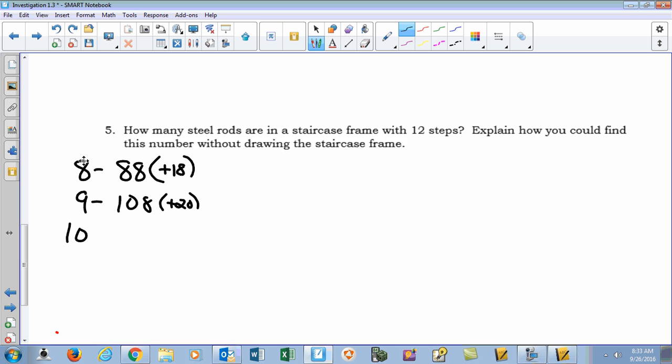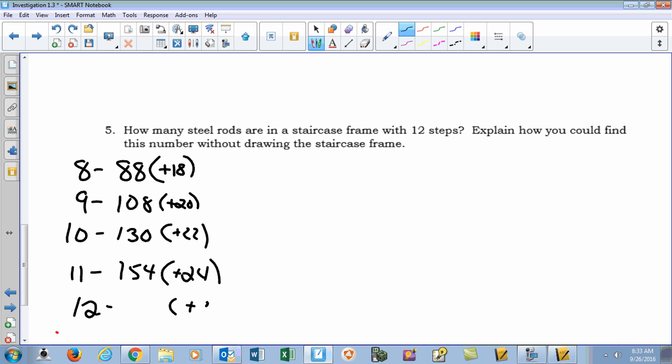The 10th step would have an increase of 22. The 11th step would have an increase of 24. And the 12th step would have an increase of 26, which is 180.